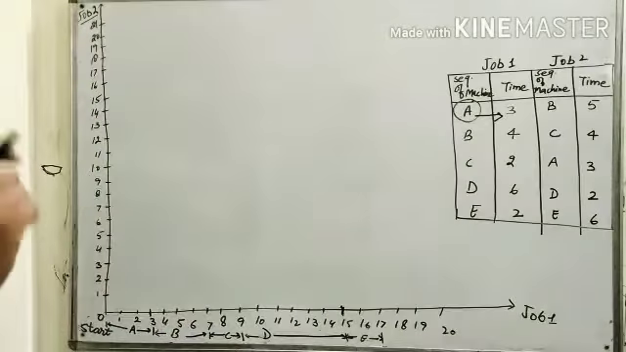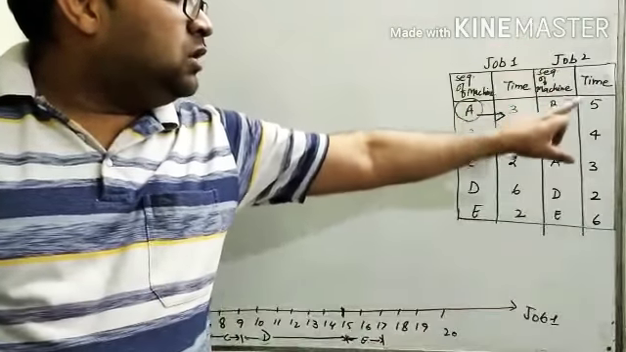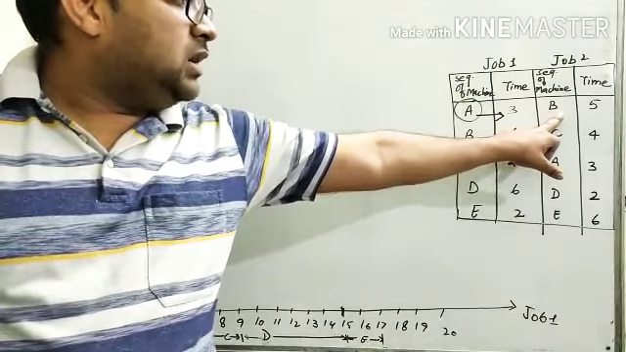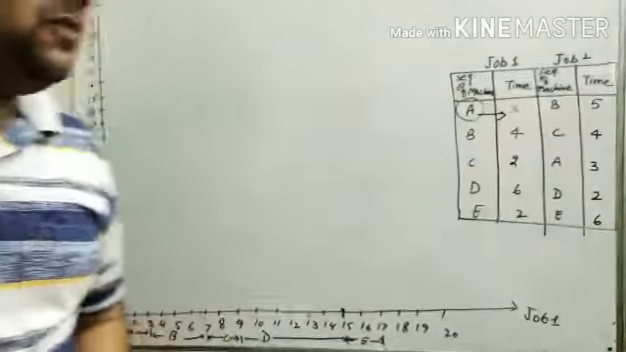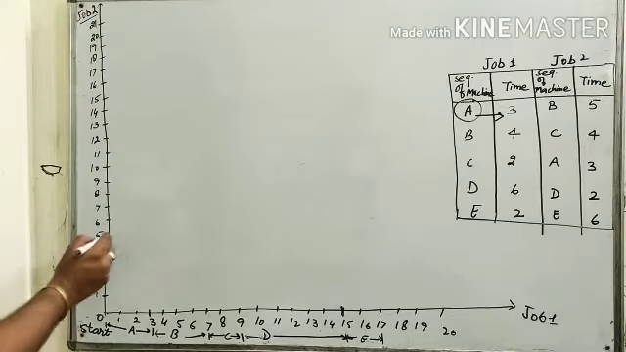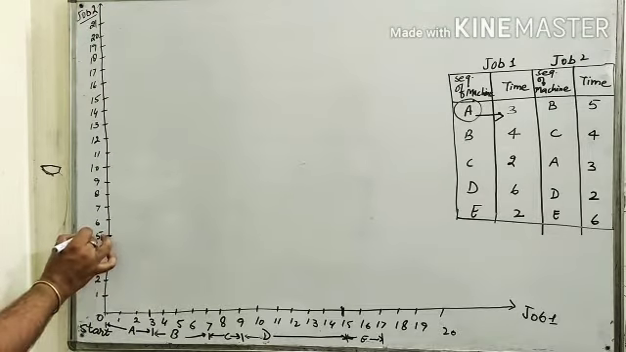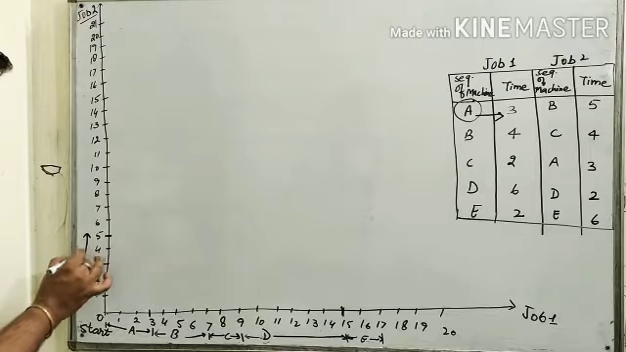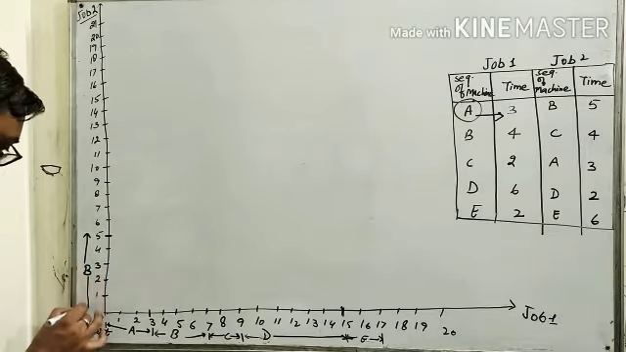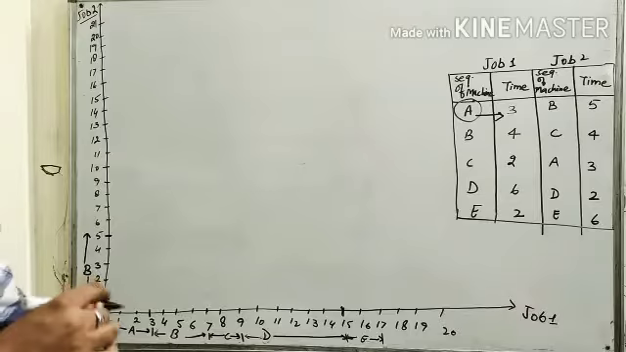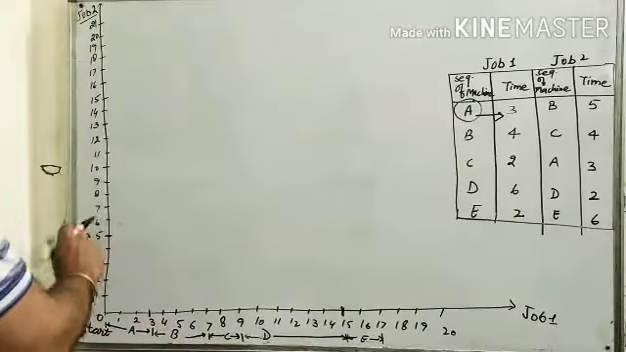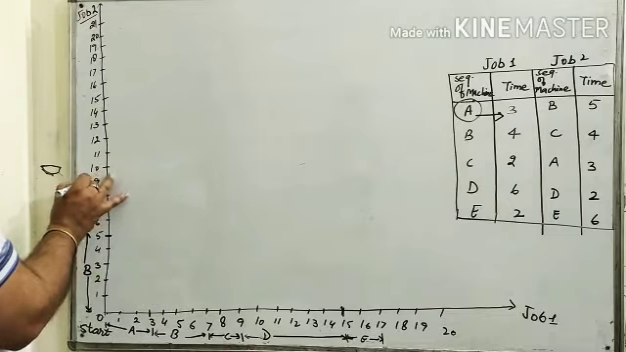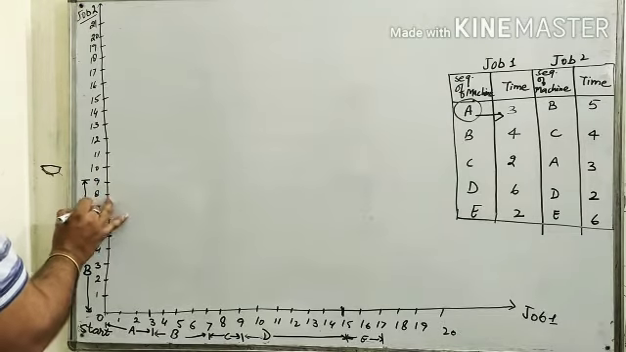In the same way we have to represent this sequence for job 2. At job 2, the first product will start at machine B and it will take 5 hours, that is 0 to 5. This is assigned for job B, that is this B. Then machine C will take 4 hours, so 5 plus 4 is 9. That is, this is C.